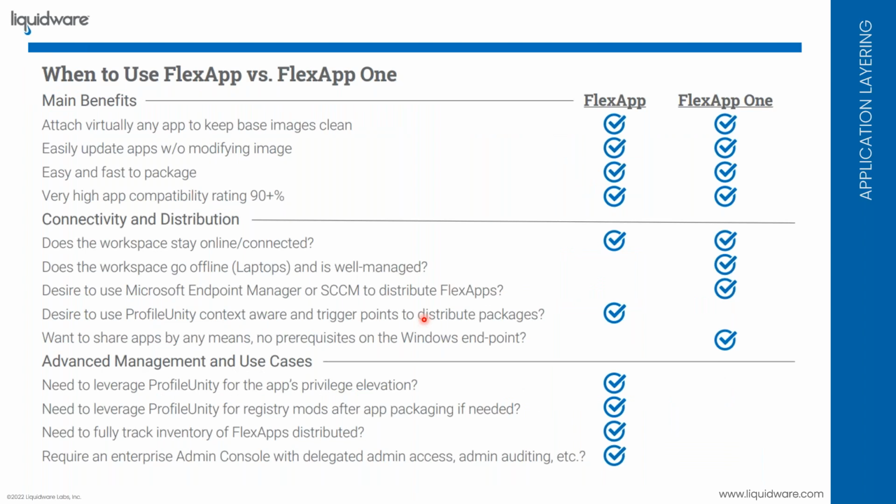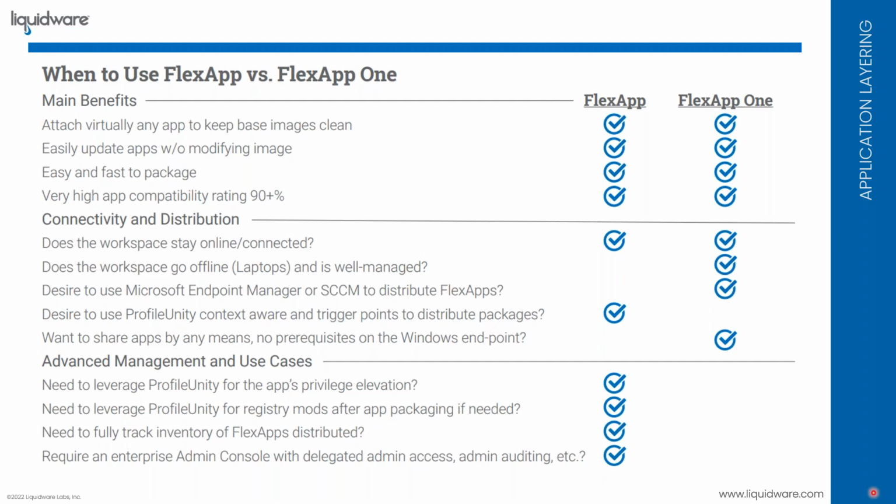Next slide. If you're wondering when to use FlexApp and when to use FlexApp One, this is a good comparison there. So FlexApp One is the self-contained version of our application attachment. So you've packaged up an app, maybe it's an Adobe Creative Suite, the whole thing, or one piece of it, or any app that you like. We have a very high compatibility rating to do that with, and you want to distribute it out. There are several cases where you could use either FlexApp One or FlexApp, and that's you get the main benefits of keeping those images pristine and clean, where you want to attach an app and make it look like it's native to the system.